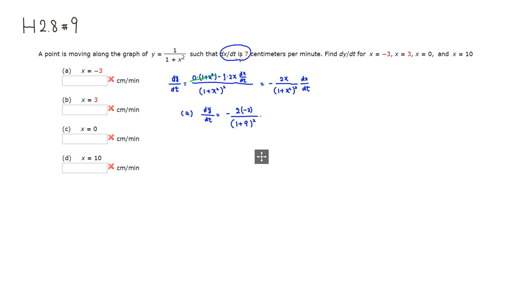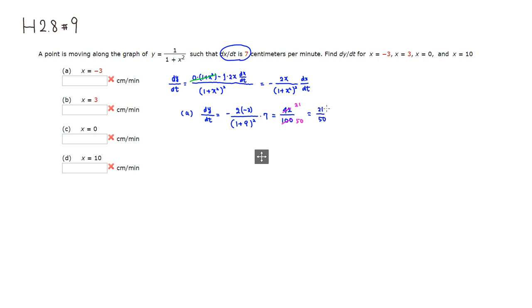dx over dt is given here, so it's 7. So this is going to be equal to 2 times 3 is 6, 6 times 7 is 42, and the bottom is 10 squared, so it's 100. We can simplify a little bit here. Since it's an even number, it's going to be 21 over 50.